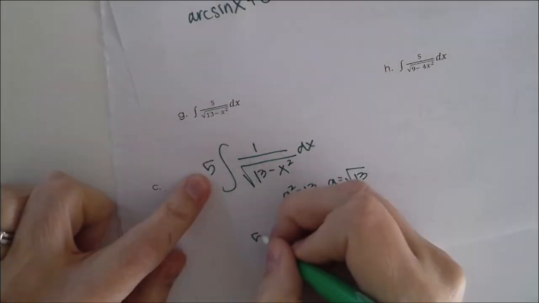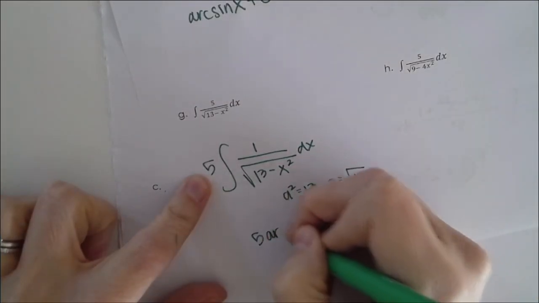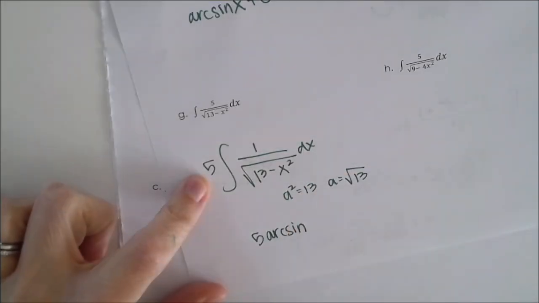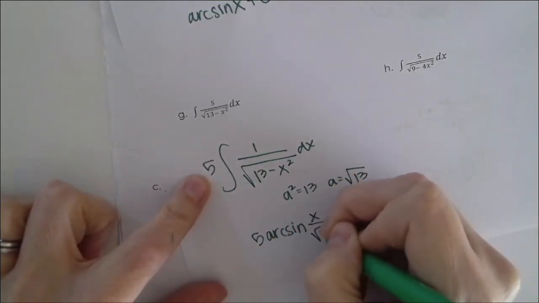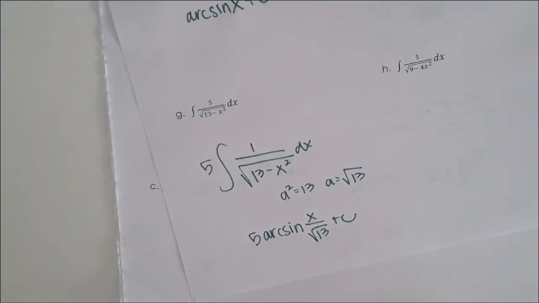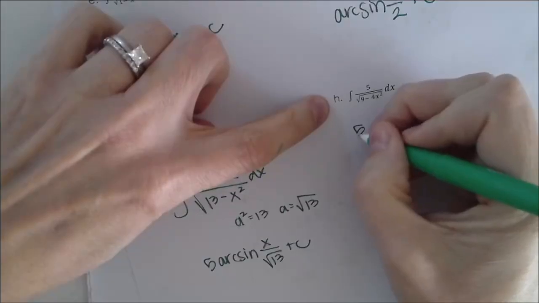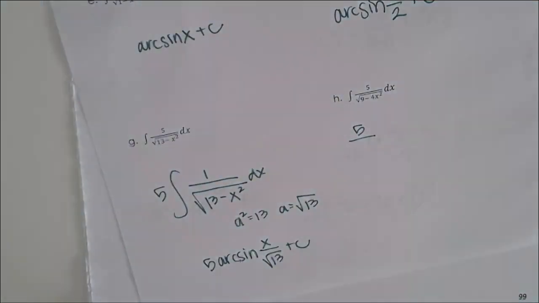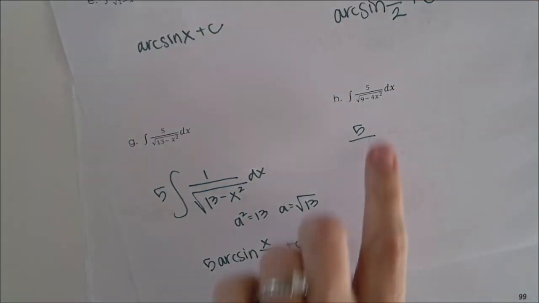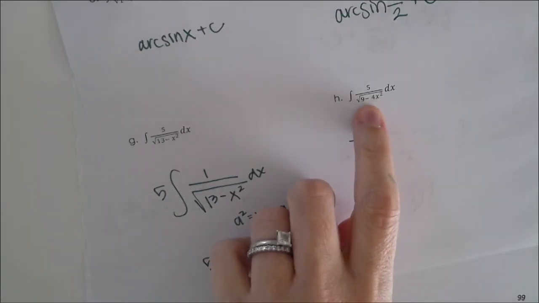Multiplying everything by 5, don't forget about that. We've got 5 times arc sine x over a, so we're going to go x over root 13 plus the c. Now h is going to take a little bit more effort. The 5 in the numerator is coming out to the front. I need this to be x squared here, so I'm going to factor out a 4.